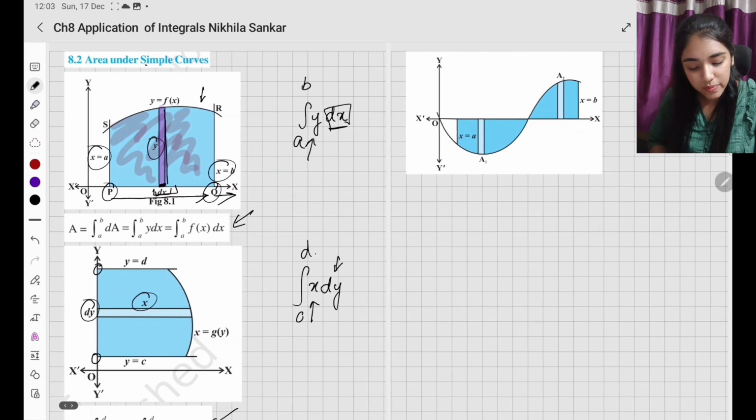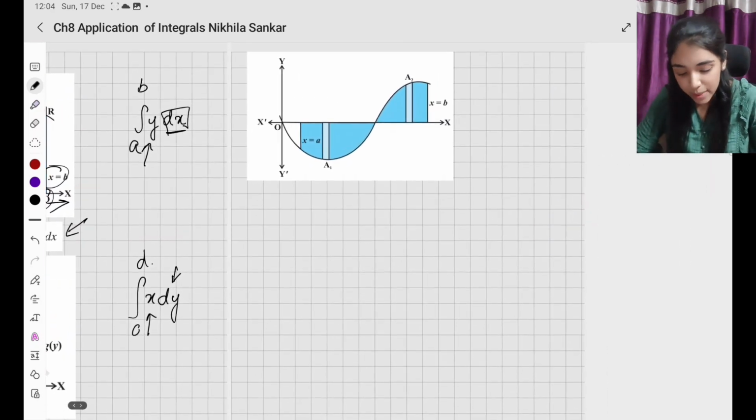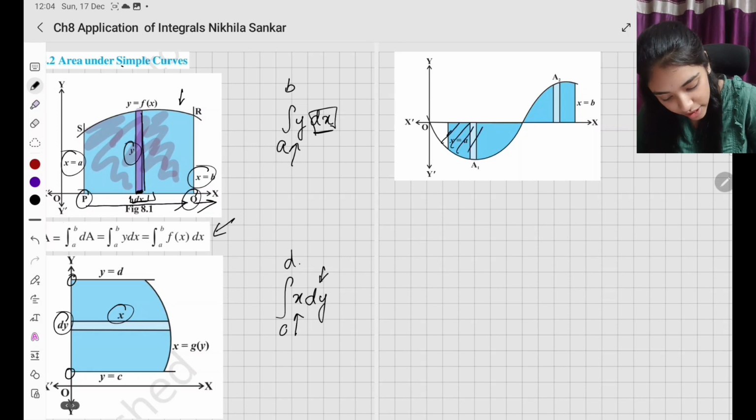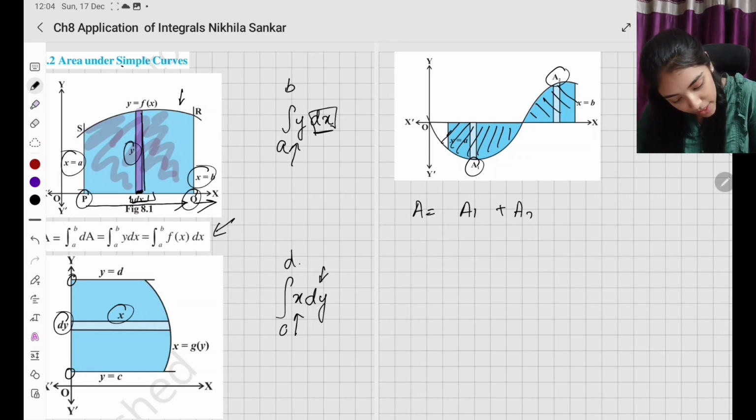So let me solve one example for you. Before that, இப்போ இந்த பக்கம் என்ன இருக்கு? I have two different curves. இப்போ கீழே வந்து I have this shaded region and I have this shaded region. இப்போ for this is A1 and this is A2. My total area A is going to be A1 plus A2.